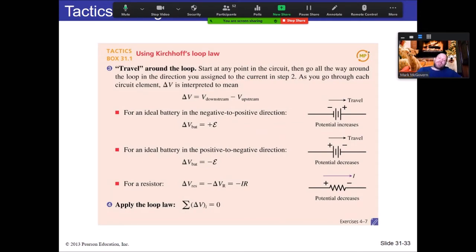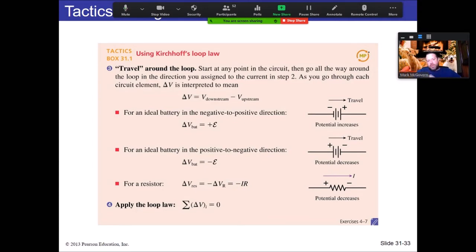So once you make a decision about current, then you have to figure out how to express your potential differences. Here's how it works. If you travel through a battery from negative to positive, that's always a potential increase. If you go backwards through a battery, that's a potential drop. For resistors, if you go in the direction of current, that's a potential drop. If you go against the current, that's a potential gain. We'll do a lot of examples of these, so you make sure that you can understand what's happening here.